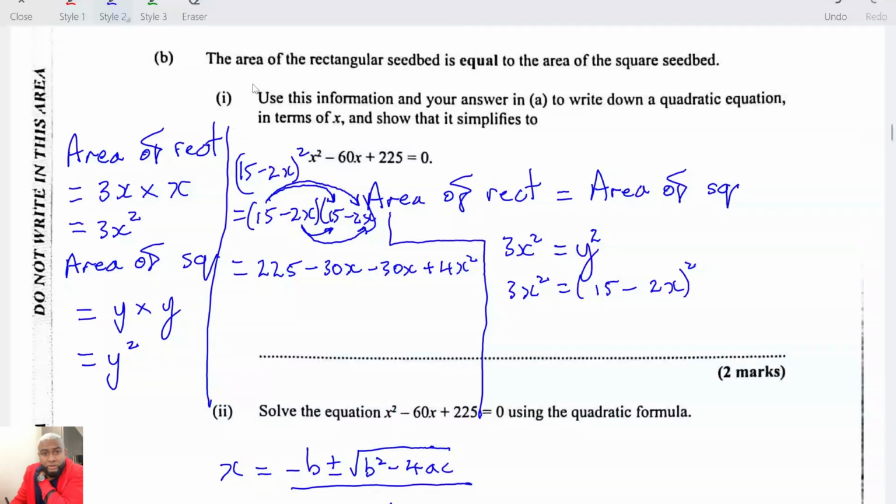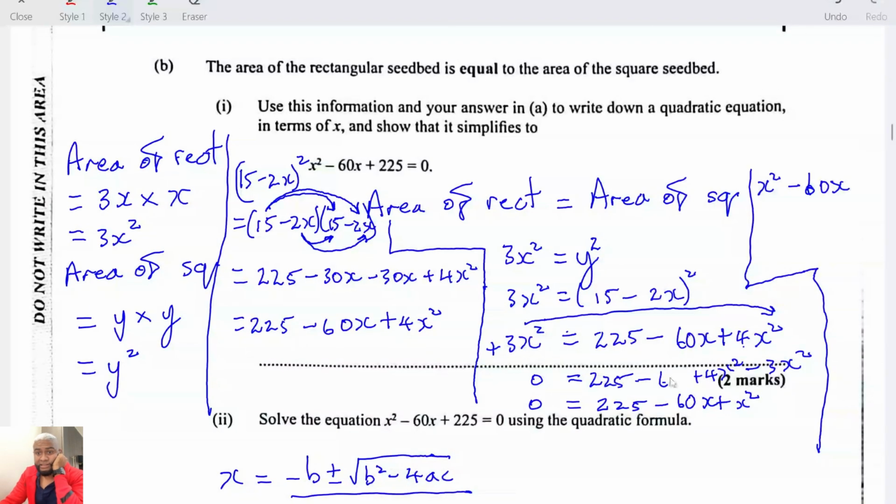Right. So, okay, now wait. That was our next working. Right? Now, I need to take this to simplify further. This will be 225. Negative 30 minus 30x would give me negative 60x plus 4x squared, right? I'm going to take this now and replace here. So this will be 360, 60x, right? So 60x minus 225 is equal to 0.